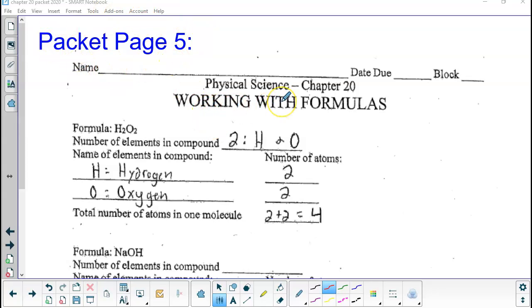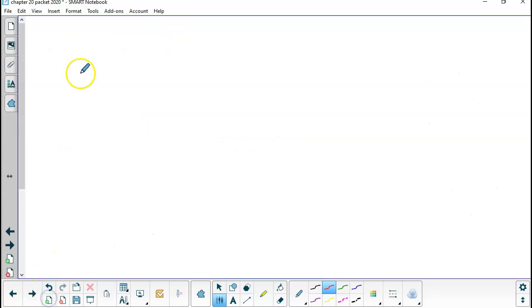So this is called Working with Formulas. And what a formula is, I've got an example of one right here. A formula is a shorthand symbol that tells you how many atoms are connected together. All right, so I'm actually going to draw a picture of what this thing looks like, H2O2.